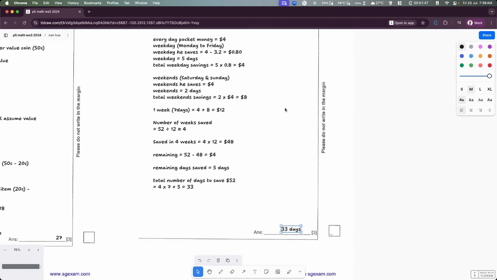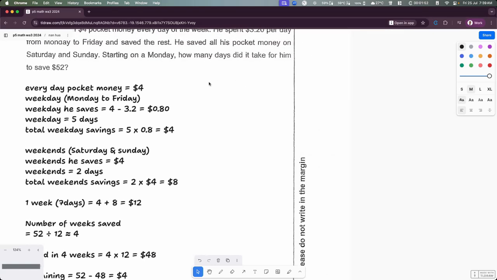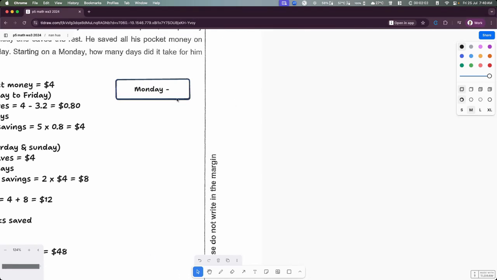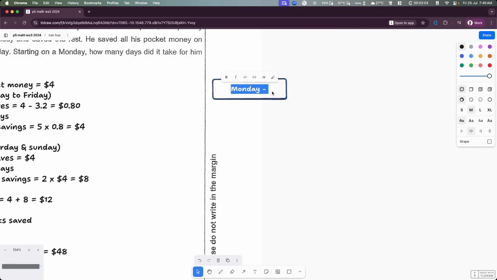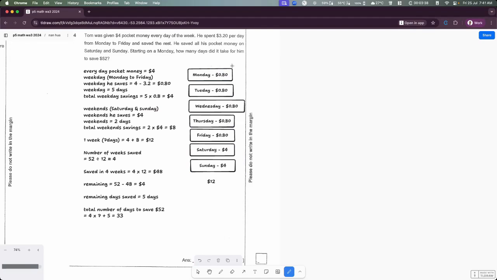What I can do is also to visualize this as well. When you were to do this, you have Monday. On Monday you have $0.80. From Monday to Friday, we have 80 cents saved every single weekday. And then on the weekend, Saturday and Sunday, we saved $4 each day. And the total is $12, right?